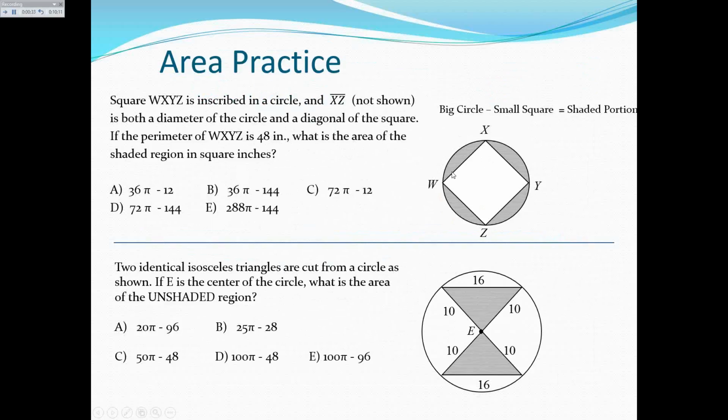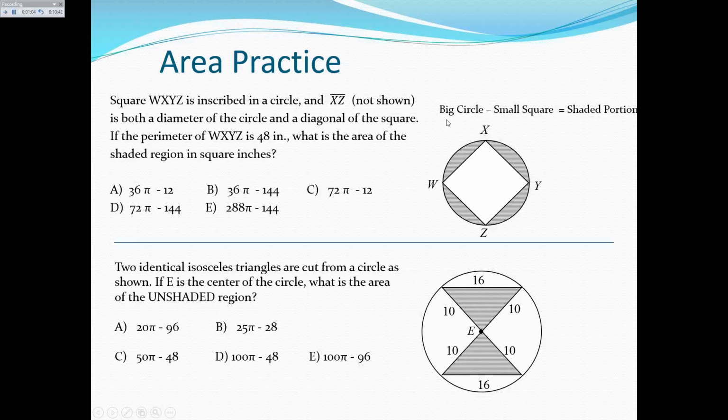So if the perimeter is 48, what would each side be? Remember, the perimeter is just 4 of these. So you'd take 48, divide by 4, you'd get each side is 12, right? So how am I going to find the area of this square here? Well, it would be side times side. Sometimes we say length times width, but on a square it's side squared because they're both the same.